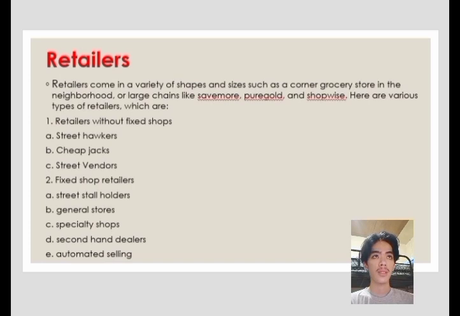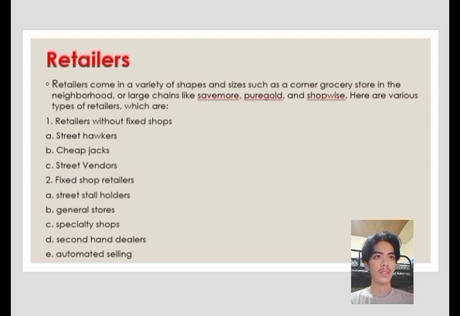Second is fixed shop retailers. These are retailers who have set a shop and have a permanent place for business. Here are the various types of fixed shop retailers, which are: first, we have street stall holders. Street stall holders construct their stalls where there is heavy pedestrian traffic. Having chosen a place with so much caution, they keep that place permanently. They buy their supplies from wholesalers and suppliers operating in that area.